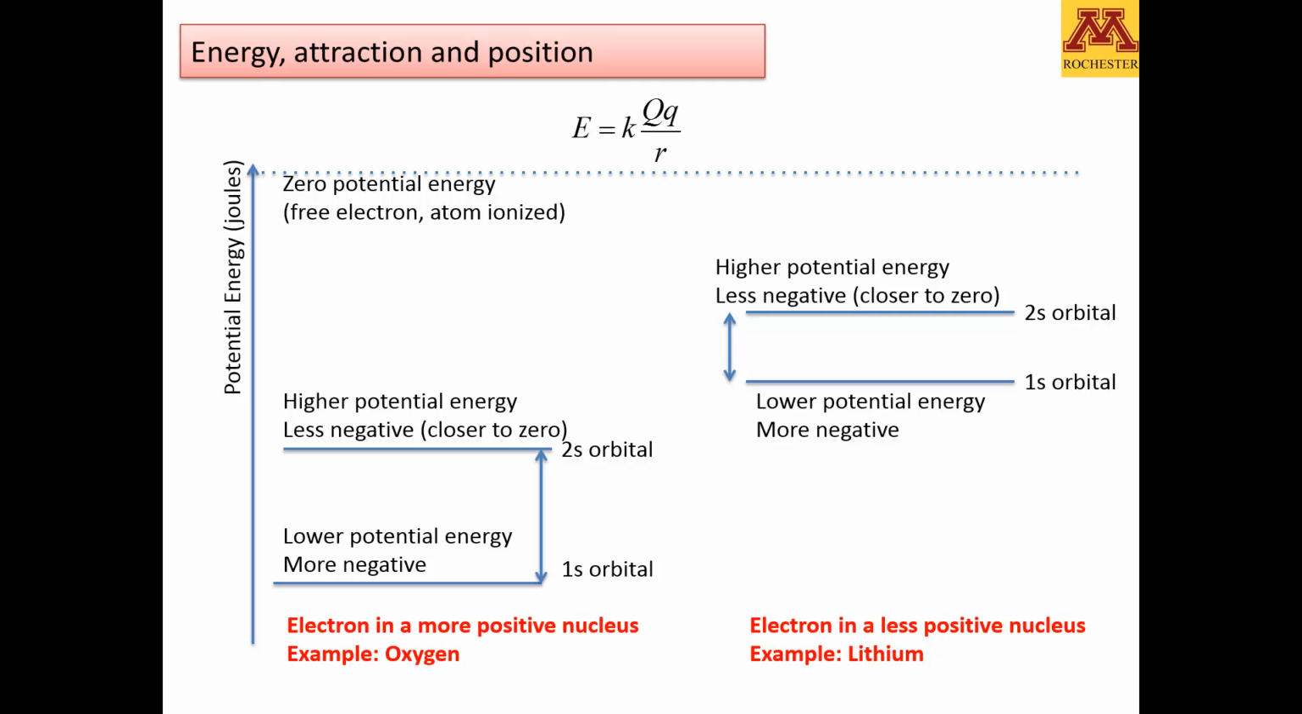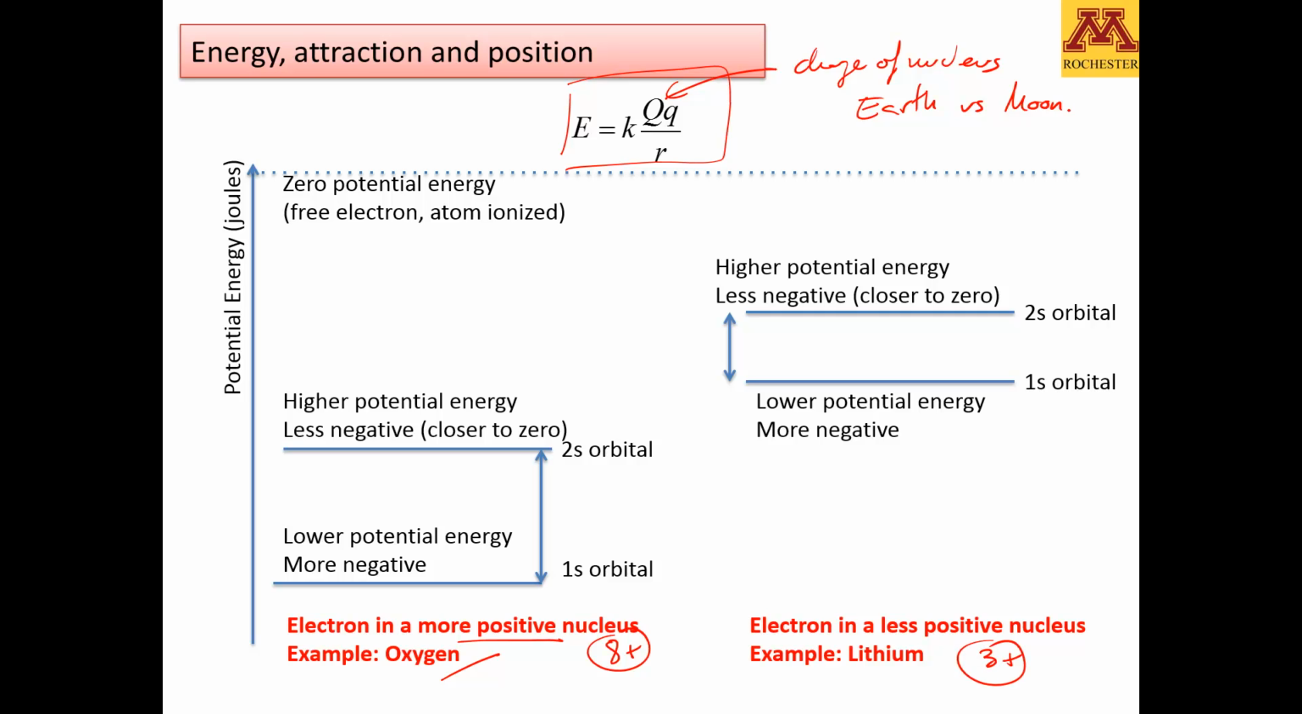Well, let me show you that we're still applying the same rule, and k is just a constant. But how does it change if I change the charge of the nucleus? Remember what we said in the example between Earth and the Moon. Because the Earth has a larger mass, in this case the atom of oxygen has a more positive nucleus. It actually has 8 protons, so it's 8 plus. Lithium only has 3 protons, so it's 3 plus.